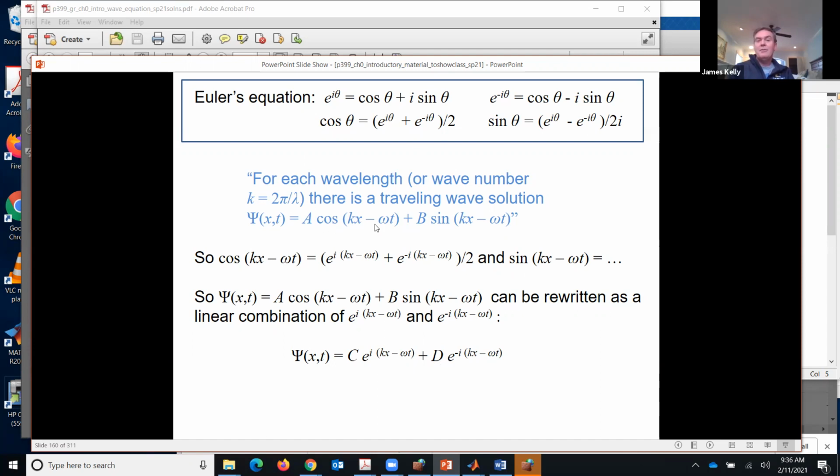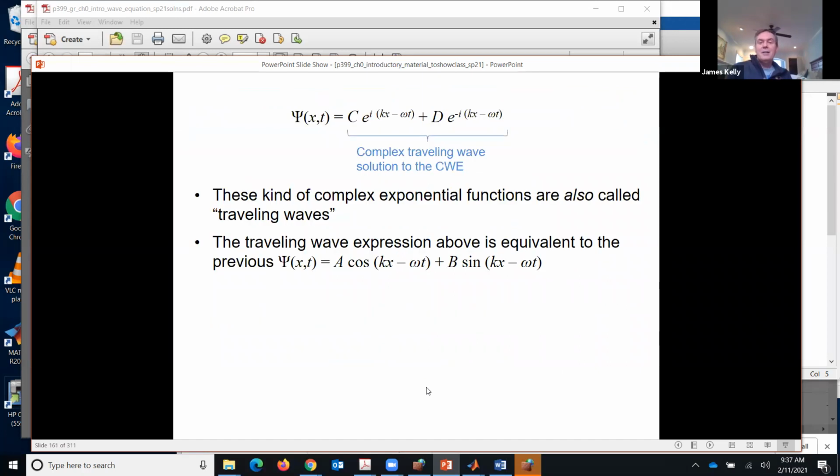And if we chose the coefficients A and B down there, we could solve for what C and D had to be there. So it's your choice with the classical wave equation. You can write the solutions either as cosines and sines or as a combination of complex exponentials. Okay, so what? Well, it's going to come to something when we talk about the Schrodinger equation shortly.